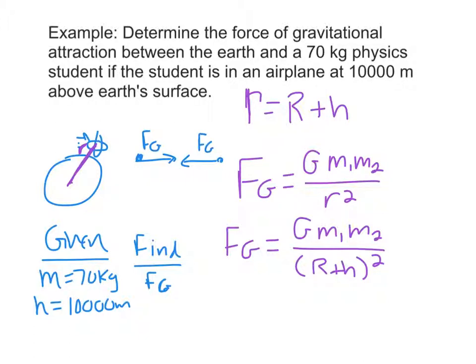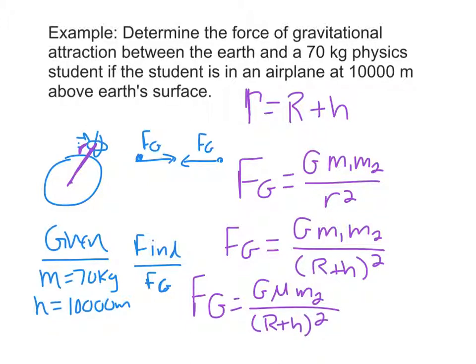For the mass, if you're dealing with the Earth, it doesn't matter if you make M1 or M2 the mass of the Earth. Again, you will find that I just use a capital M if I'm dealing with Earth. So FG equals GM M2 over R plus H squared. This mass of the student could be either M1 or M2. In this case, it's M2. We know the height, the mass, and the radius of the Earth are givens, as is the big G. So let's put these numbers in.